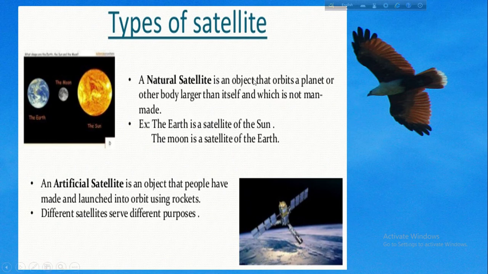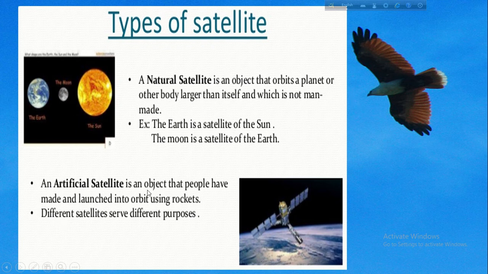A natural satellite is an object that orbits a planet or other body larger than itself and which is not man-made. That is, the moon is a natural satellite of our earth. Follow the image here. If we consider these three objects according to size, the sun is larger than the earth and the moon is smaller than the earth. So, we can say the earth is a satellite of the sun and the moon is a satellite of the earth. From here we observe that the smaller object always revolves around the larger body. The earth's only natural satellite is the moon.